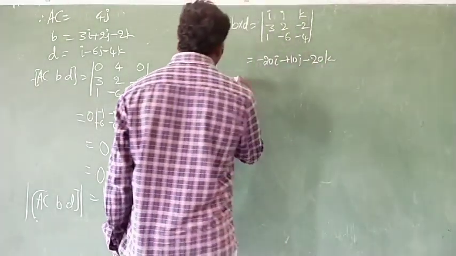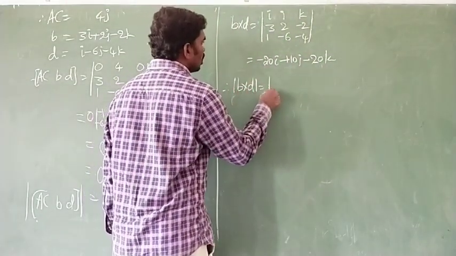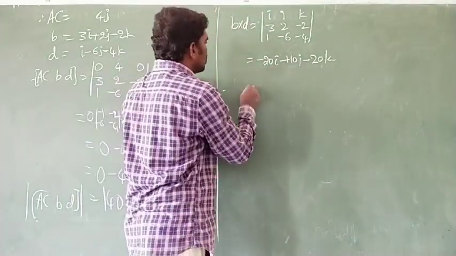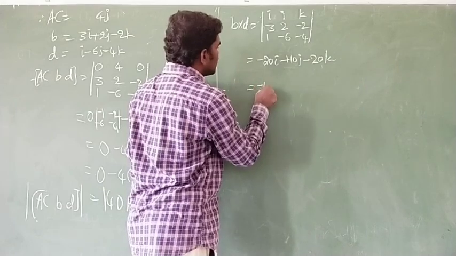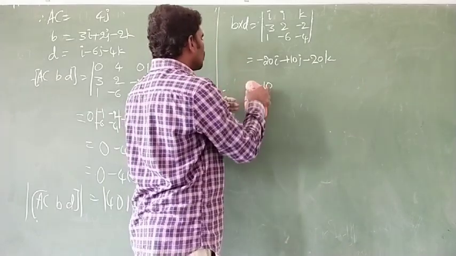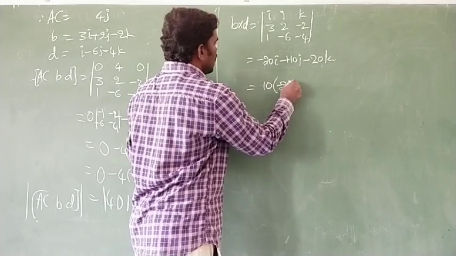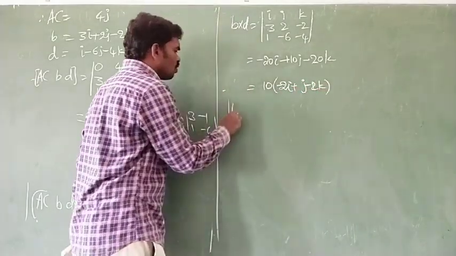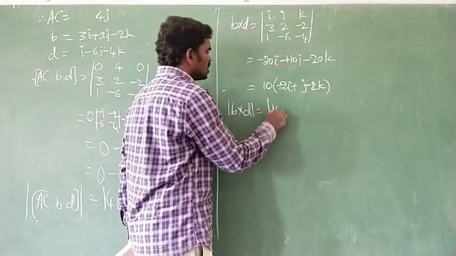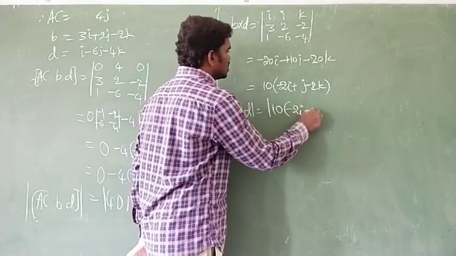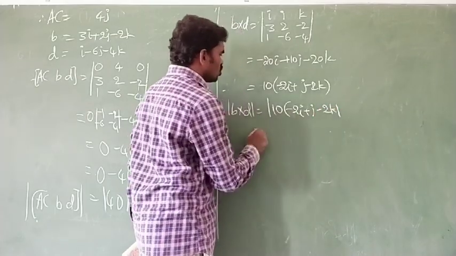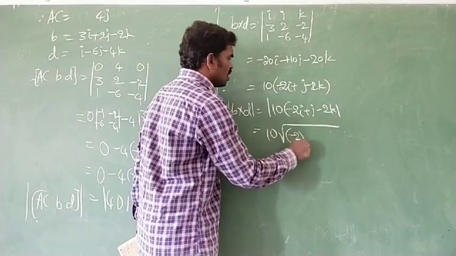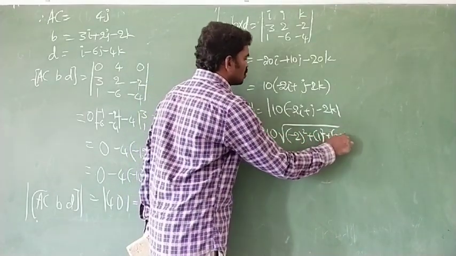After getting this, modulus b cross d is equal to modulus of... what is common in this? If you take common, we can simply find the solution. We can take minus 10 common, or take 10 out common: 10 times minus 2i plus 1j minus 2k. So modulus b cross d is modulus 10 into minus 2i plus j minus 2k. So modulus of 10 is 10, into root of i coefficient minus 2 squared plus j coefficient 1 squared plus k coefficient minus 2 squared.